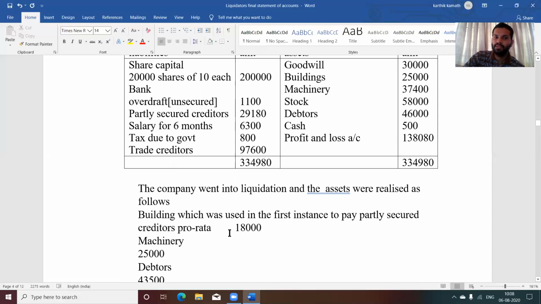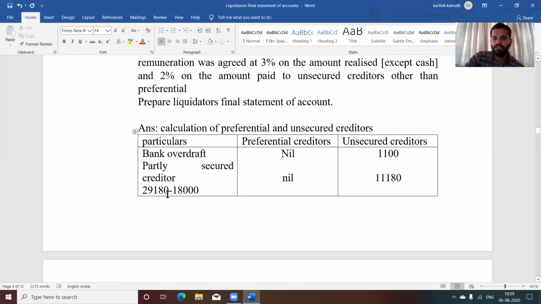So once the building is utilized to pay the secured creditor, the remaining amount which is not paid is treated as unsecured creditor. So how to do the calculation? 29,180 minus 18,000. The remaining amount goes to unsecured creditor and preferential creditor is nil.